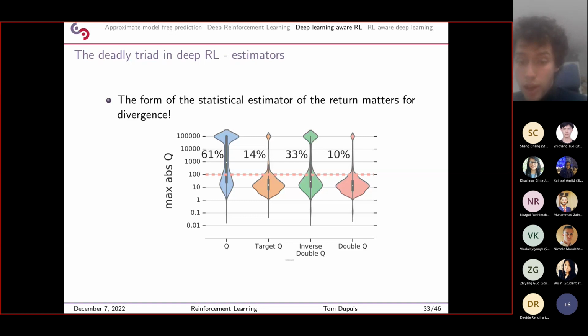So by using the target Q network, we actually reduce these effects a lot to 14% and even 10%.